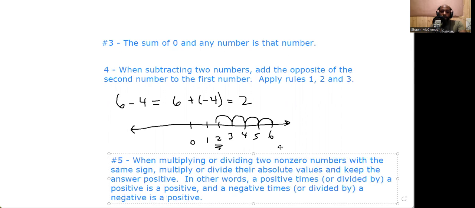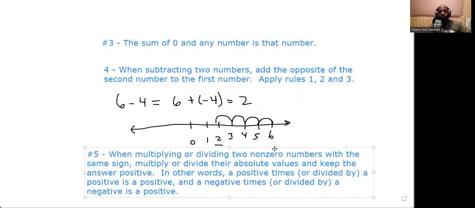This says when multiplying or dividing two non-zero numbers with the same sign, multiply or divide their absolute values and keep the answer positive. In other words, a positive times or divided by a positive is a positive, and a negative times or divided by a negative is also a positive. Plain and simple, and I just want to make it real easy for you. So whenever you're multiplying or dividing any numbers, as long as they have the same sign, then the answer is going to be positive.